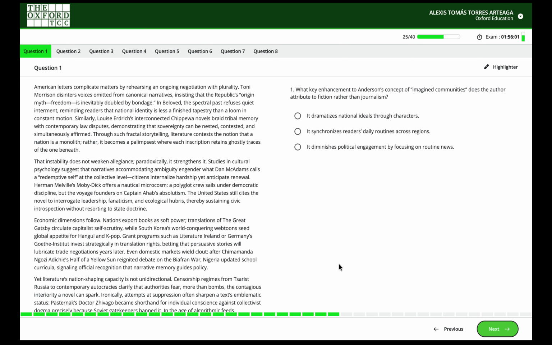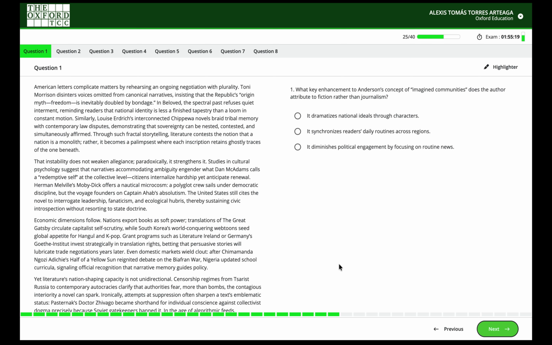The United States still cites the novel to interrogate leadership, fanaticism, and ecological hubris, thereby sustaining civic introspection without resorting to state doctrine. Economic dimensions follow: nations export books as soft power. Translations of The Great Gatsby circulate capitalism and self-scrutiny, while South Korea's world-conquering webtoons seed global appetite for Hangul and K-pop. Grant programs such as Literature Ireland or Germany's Goethe Institut invest strategically in translation rights, betting that persuasive stories will lubricate trade negotiations years later.